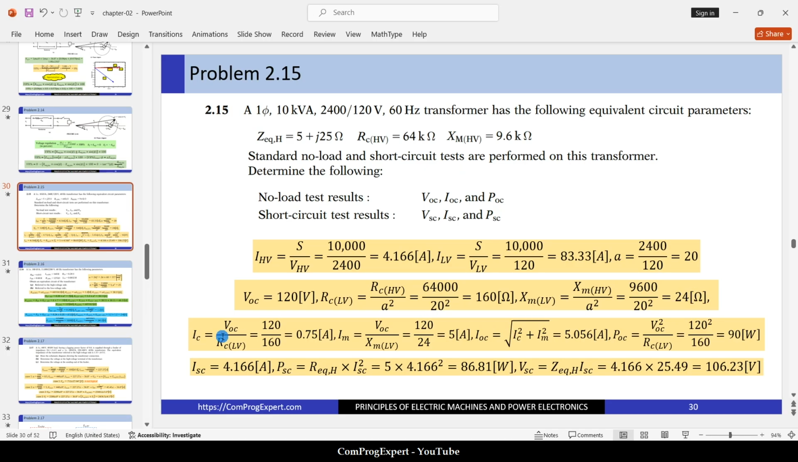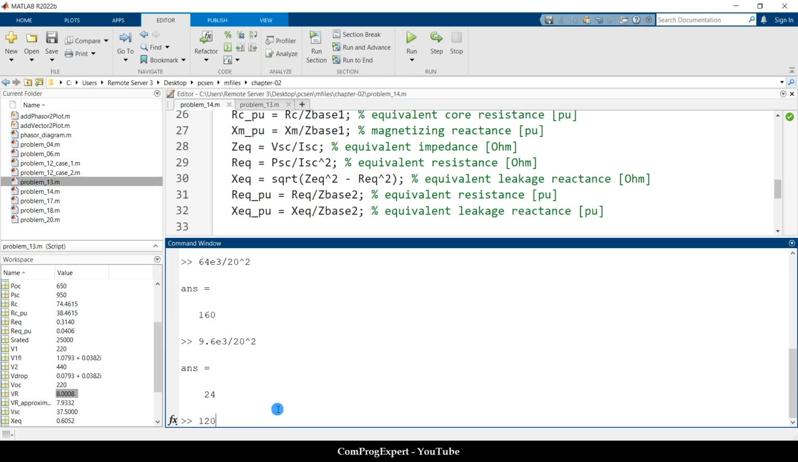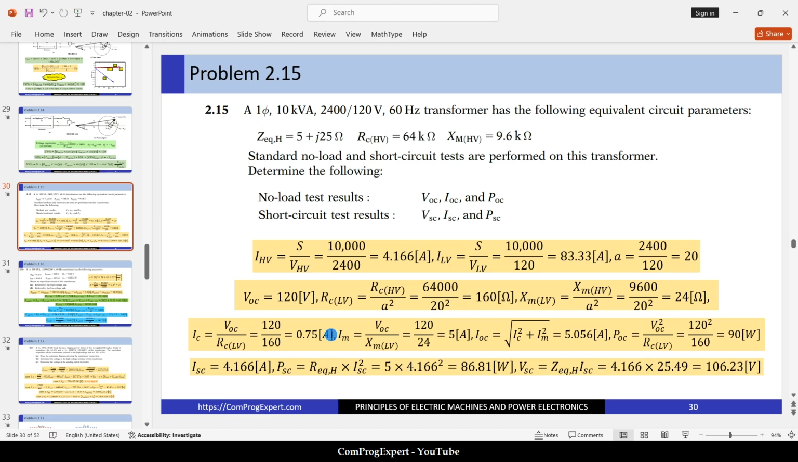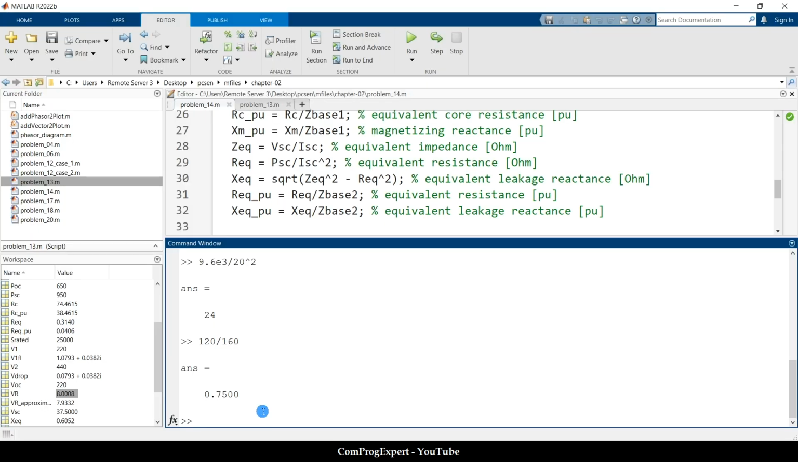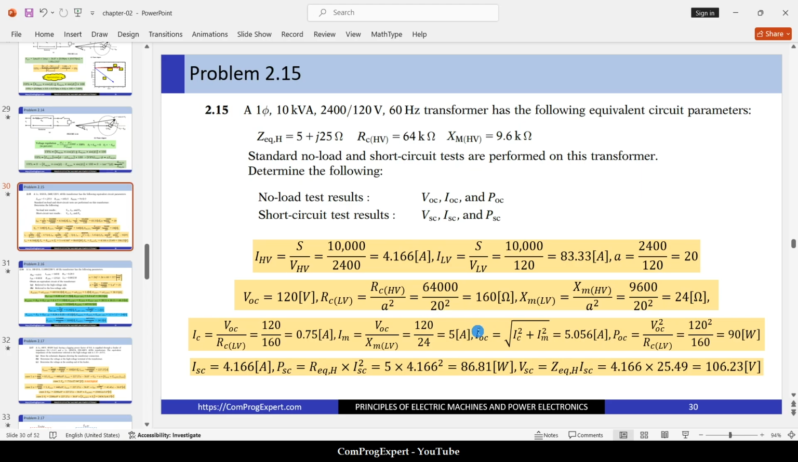Then we can calculate the equivalent core resistance current. This is the voltage of the open circuit divided by the Rc, 120 divided by 160, 0.75. What is the value of the magnetizing current? 120 divided by 24, that is 5 amps. This is the value of the open circuit current.